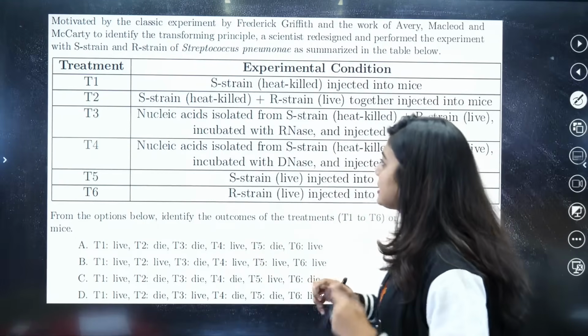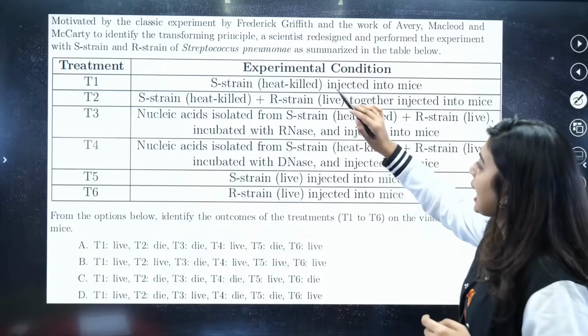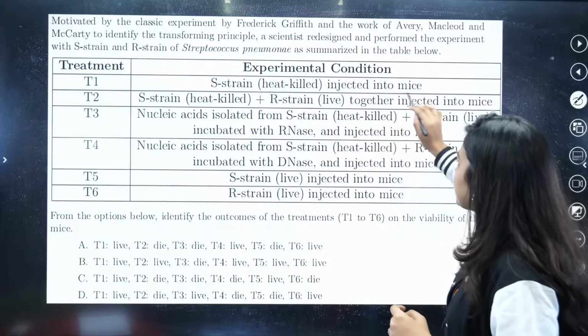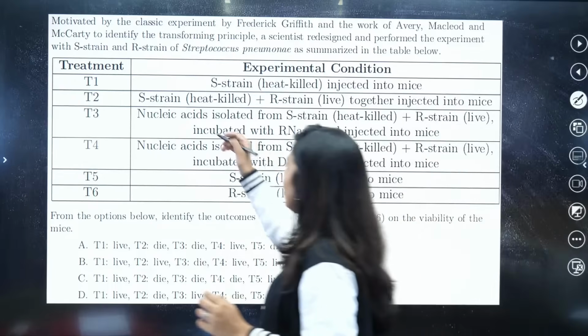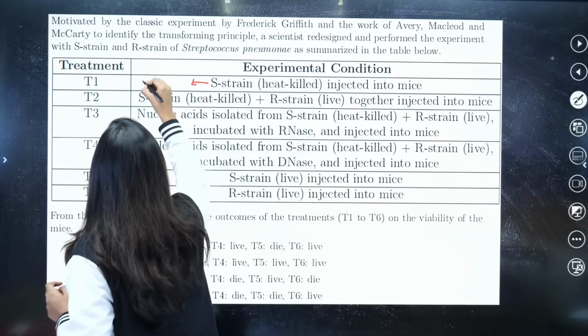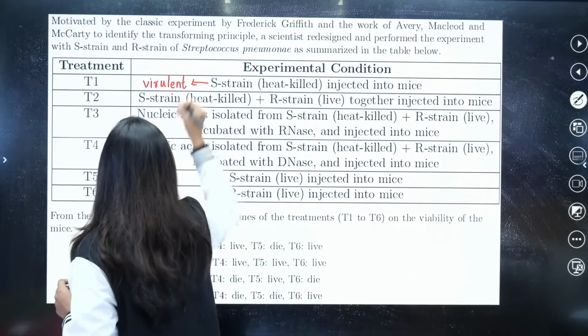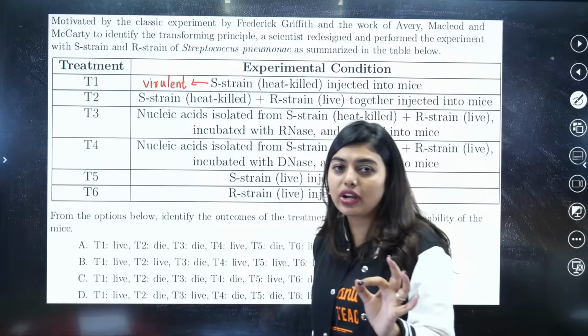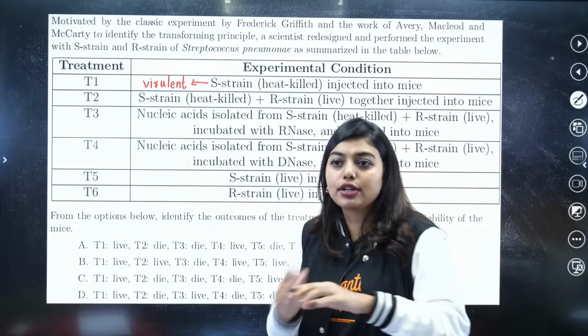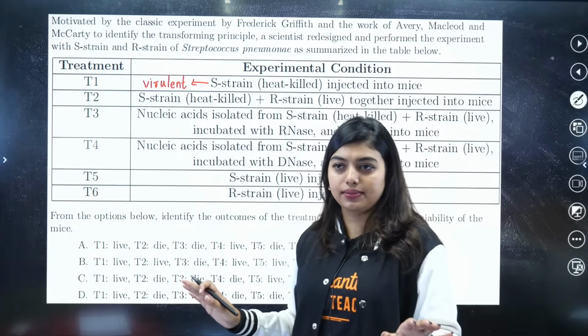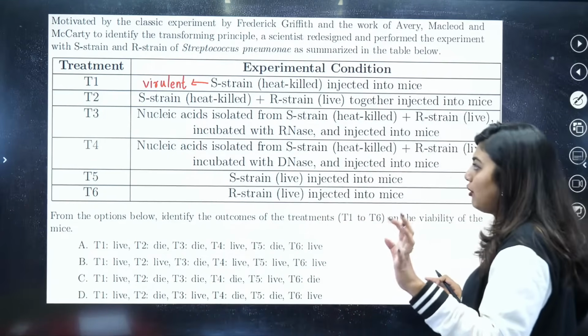Now let's see here. First situation, T1, S strain, heat killed, injected into the mice. All of you please know, the S strain is the one that was virulent. Virulent means the ability to cause disease. The R strain is non-virulent. It will not cause any kind of disease.